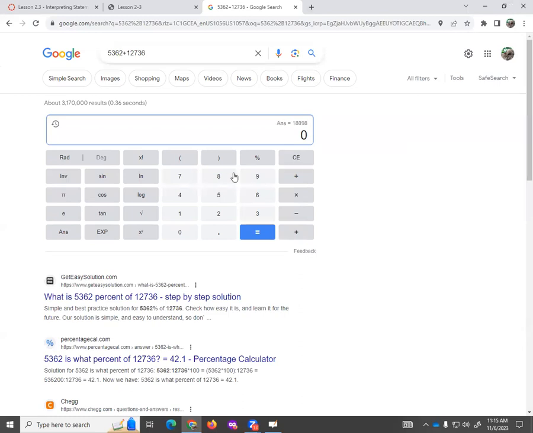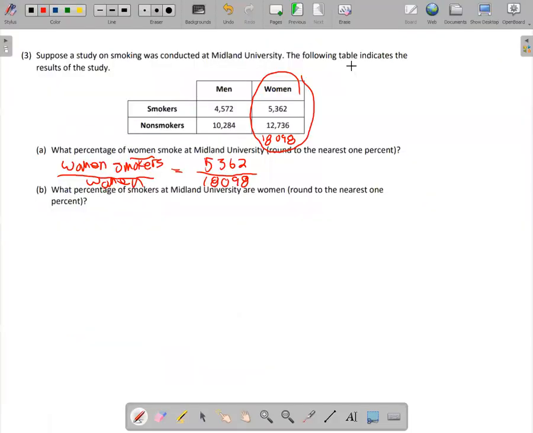I want to take 5,362 women smokers and divide by the 18,098 women. And that's going to give me a decimal version. How many decimals should I take there? 4 of them, 1, 2, 3, 4. So I get 0.2963. We want it as a percentage to the nearest tenth of a percent.